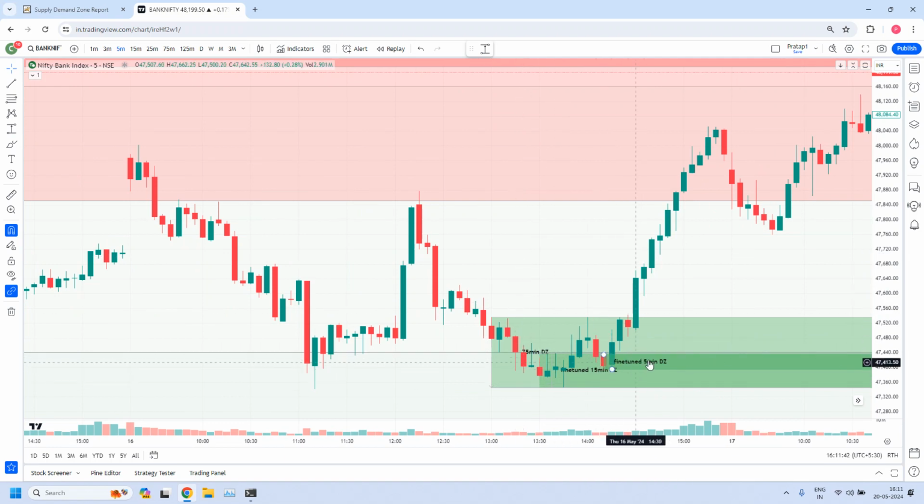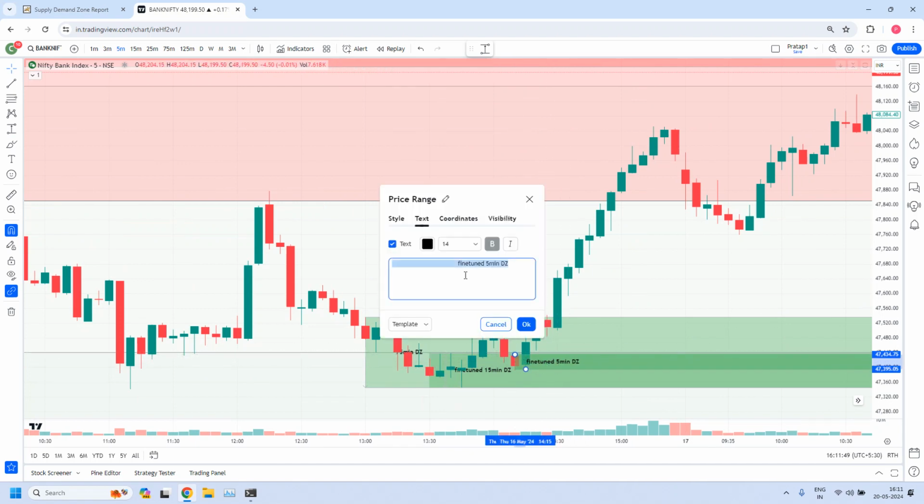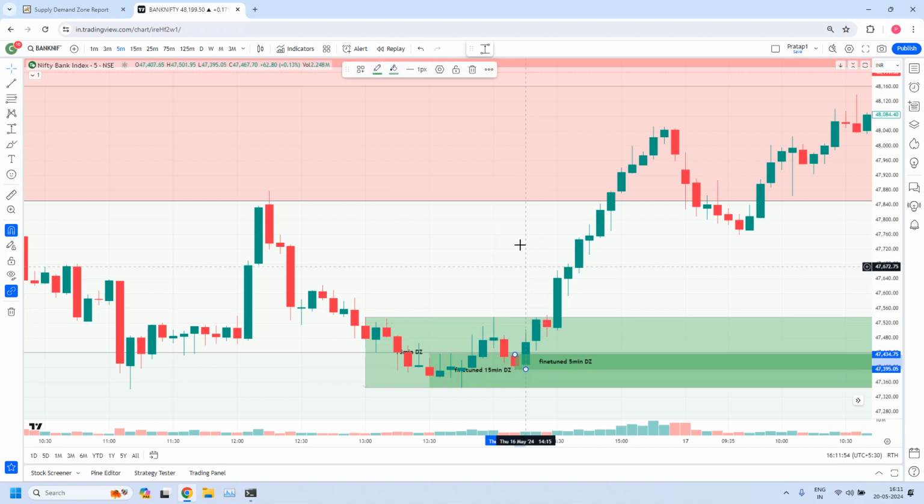If this is a high liquidity demand zone, that is excellent. But our software will tell that. But at this point of time, this is a fine-tuned 5 minutes demand zone. This is good enough for us to plan at least one trade.